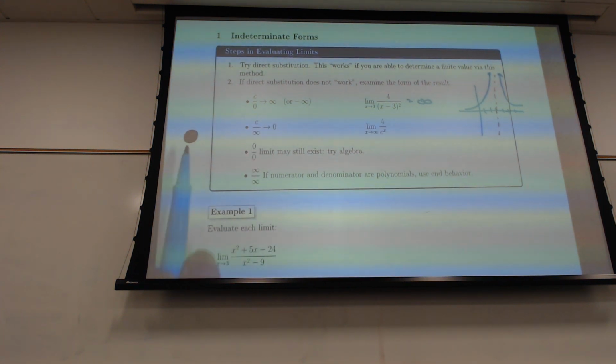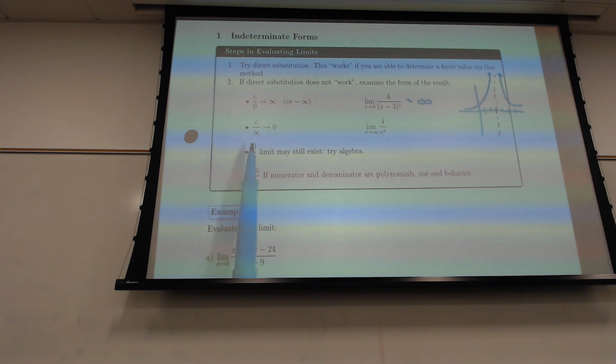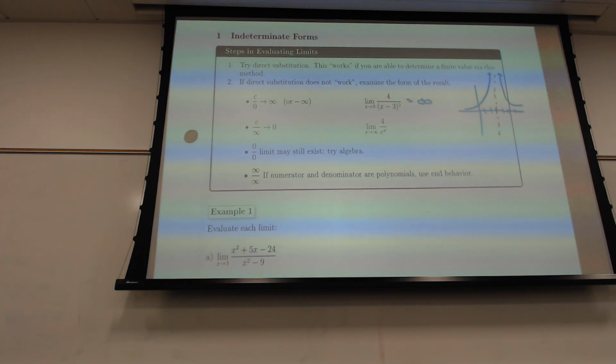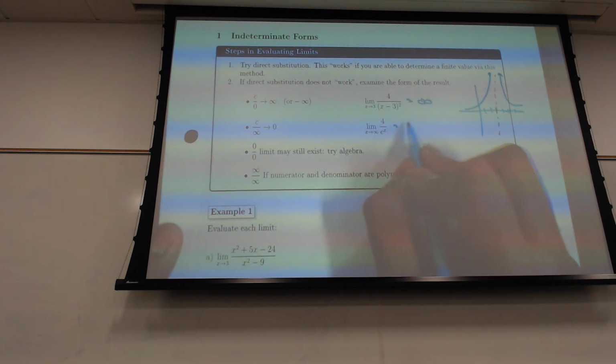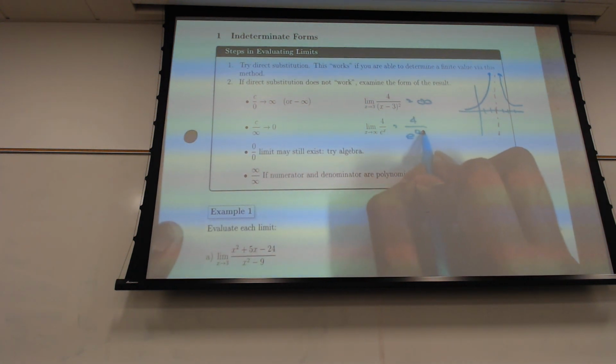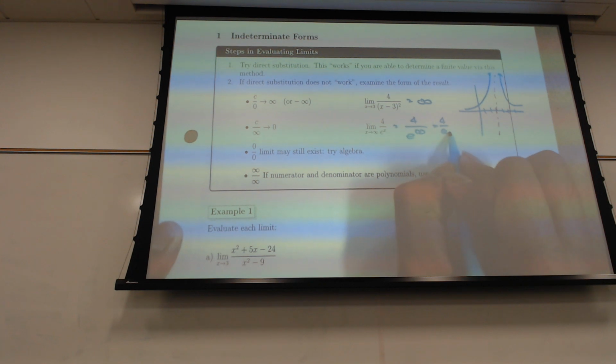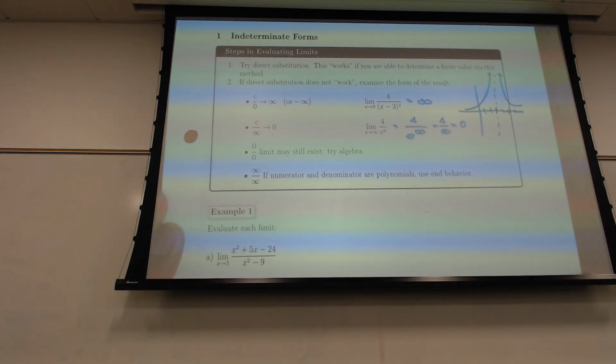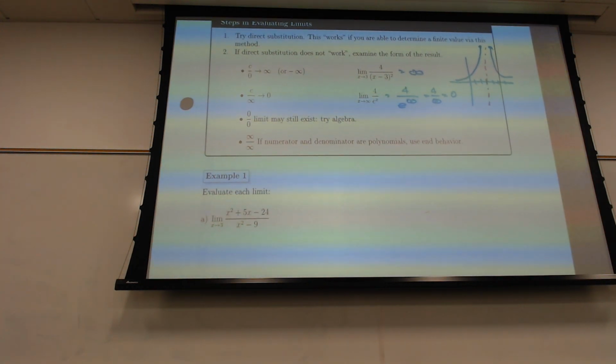Okay, another case, when we get a number divided by infinity, well, that's 0, because any finite number divided by infinity is going to be 0. And in this case, that's 4 over e to the infinity, which is 4 over infinity, and that equals 0.